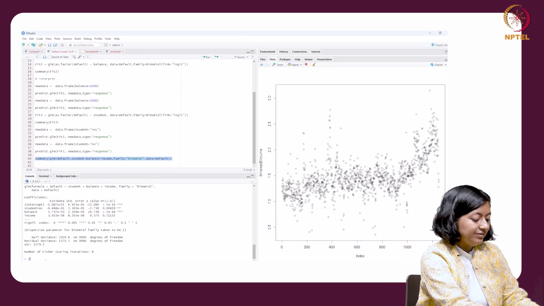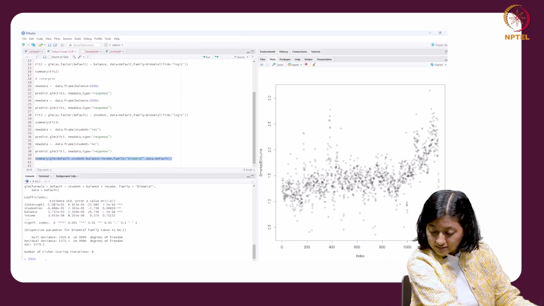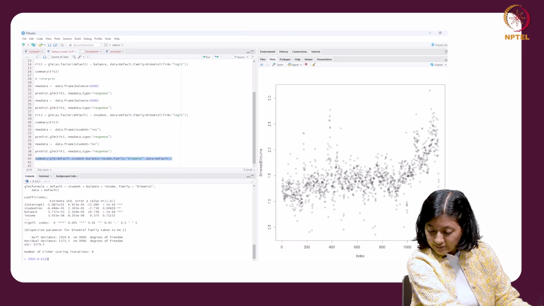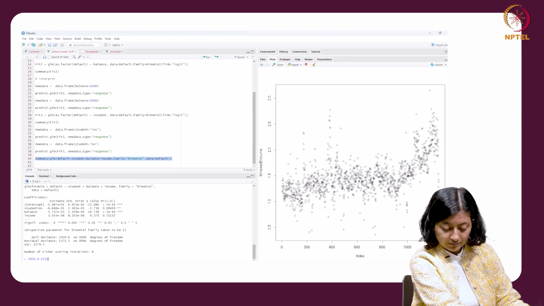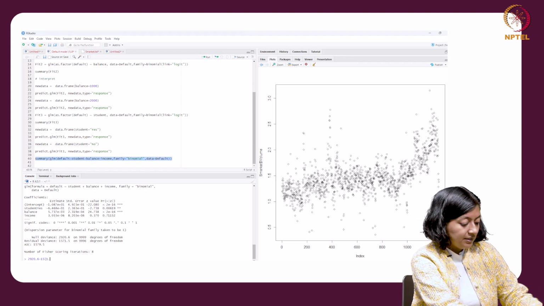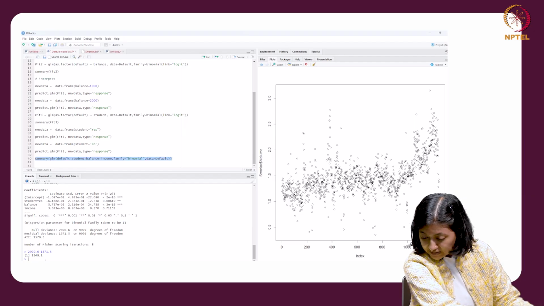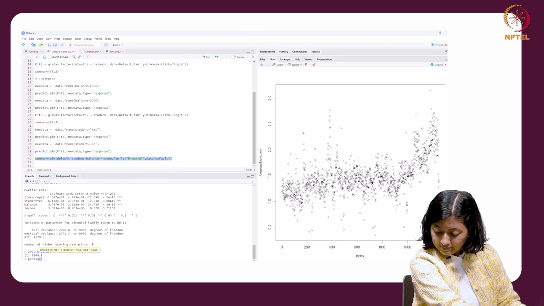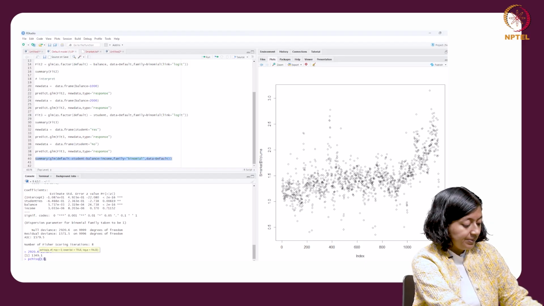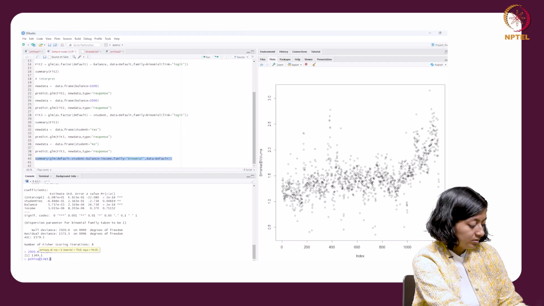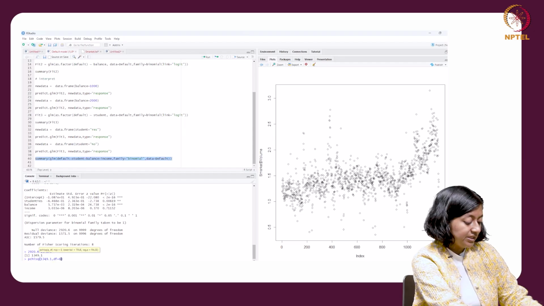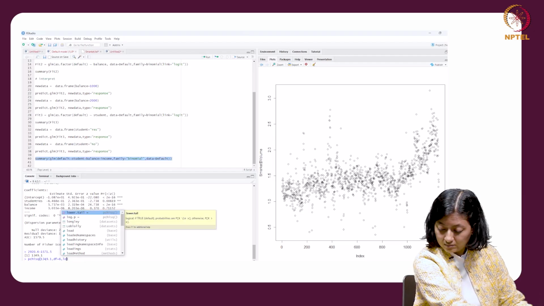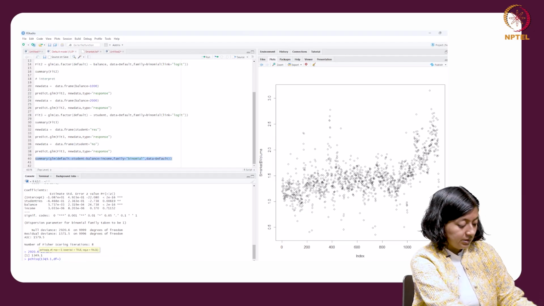So first we will calculate the difference between the null and the residual deviances, and now we will calculate the chi-square p-value with degrees of freedom three.